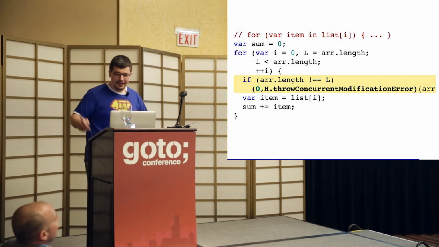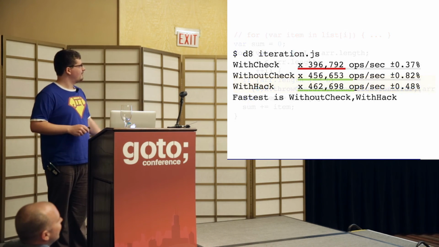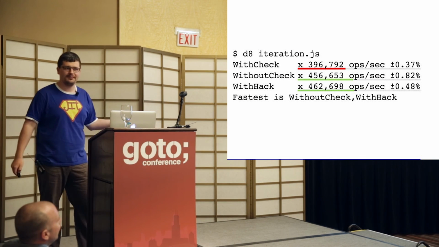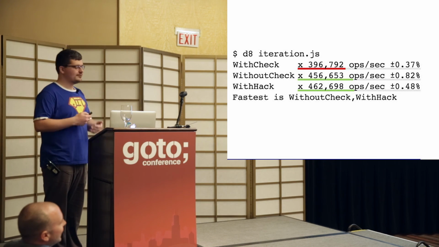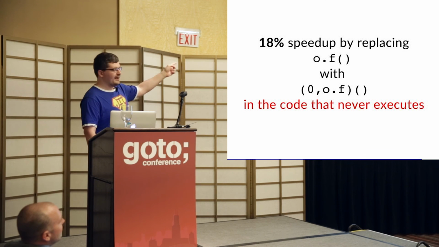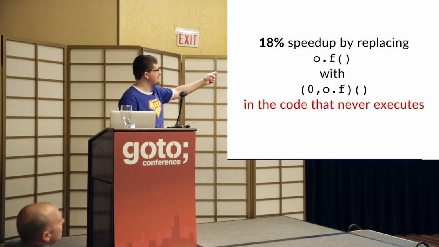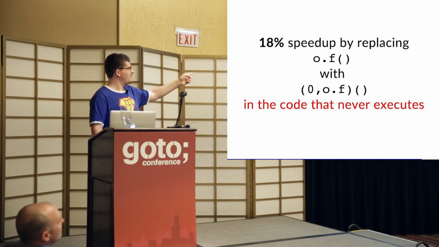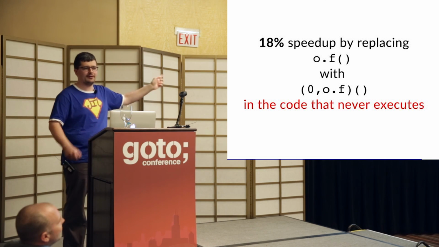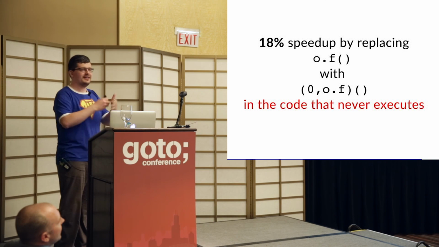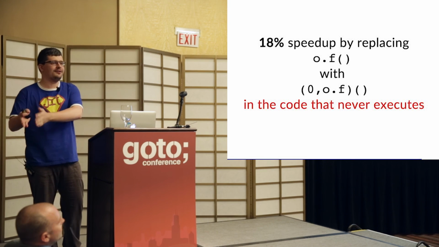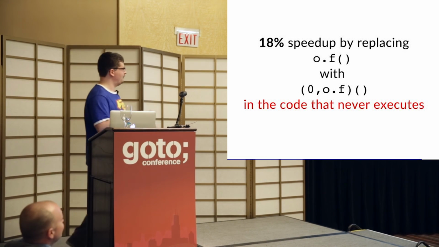Well, in fact, it turns out that it actually makes it faster. Why does this happen? Let me repeat what I did. I just got an 18% speed up by replacing a method call with a function call in code that never executes, because it never throws there. This particular benchmark iterates the list without changing its length. I just got the speed up by changing code that never runs during the benchmark. Wow, I'm good.